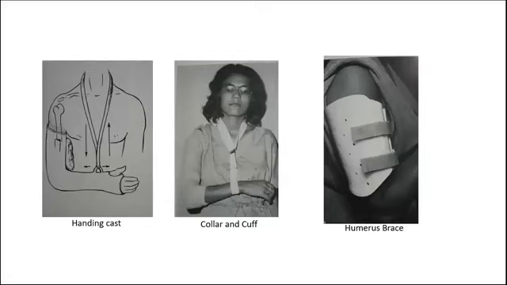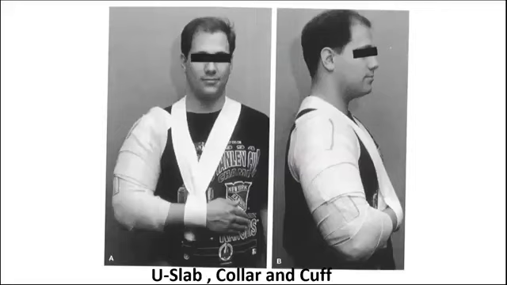Of course, after you've done your hanging cast, you've got the collar and cuff. This collar and cuff can come in many forms of material and design. It's an example of a U-slab, again for proximal humeral fractures and also shaft fractures, and the collar and cuff, as it is done from the available taping material.